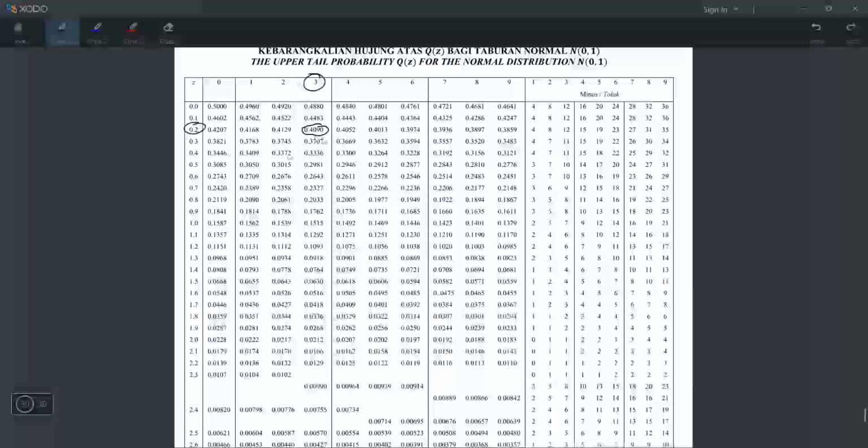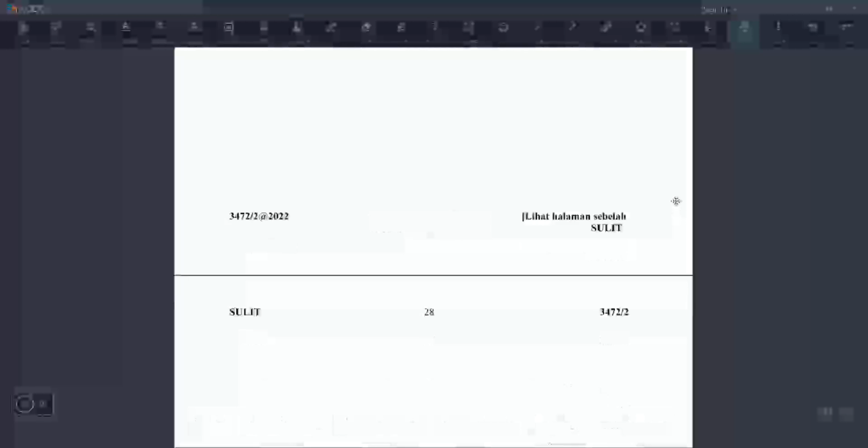I don't have to look at this because there's nothing. It's already exactly 0.409. Dia tak ada lebih sikit. Dia tak ada extra. So the answer is 0.23. So 0.23 would be an answer. But positive or negative?